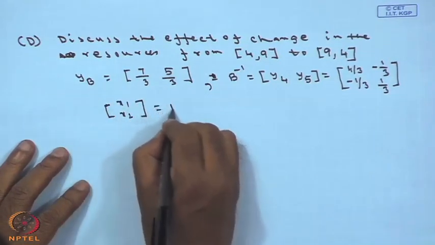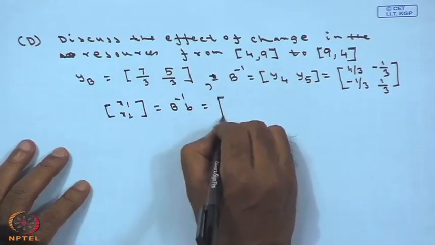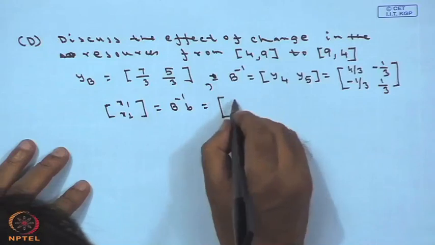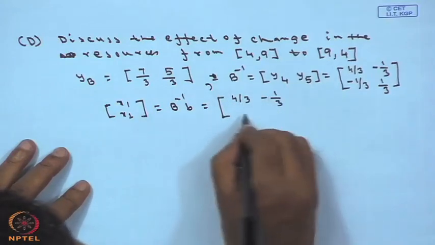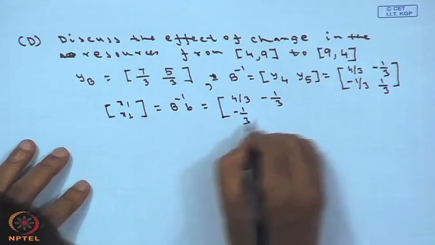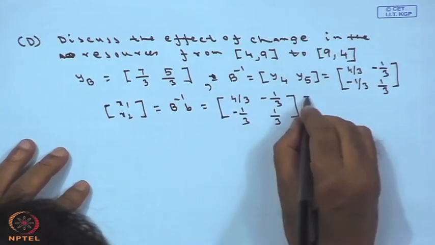because x1, x2 equals B inverse into b. So it will be 4/3, minus 1/3, minus 1/3, 1/3 into 94.